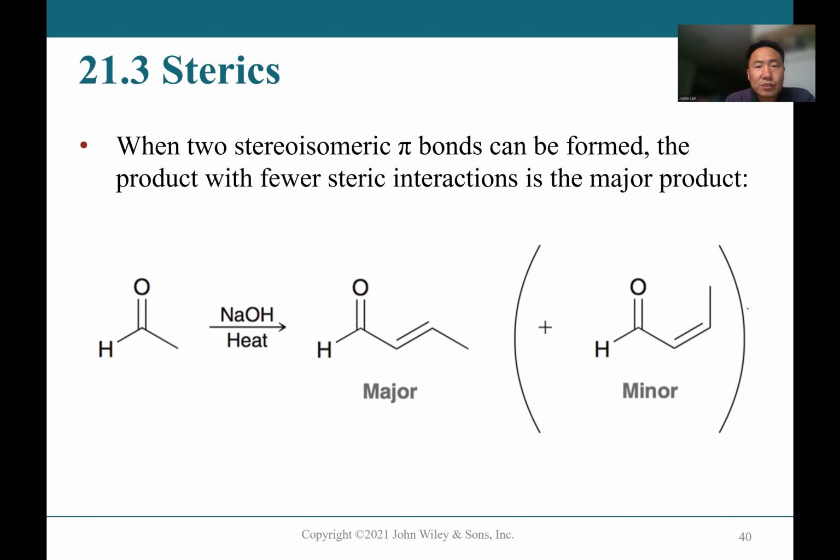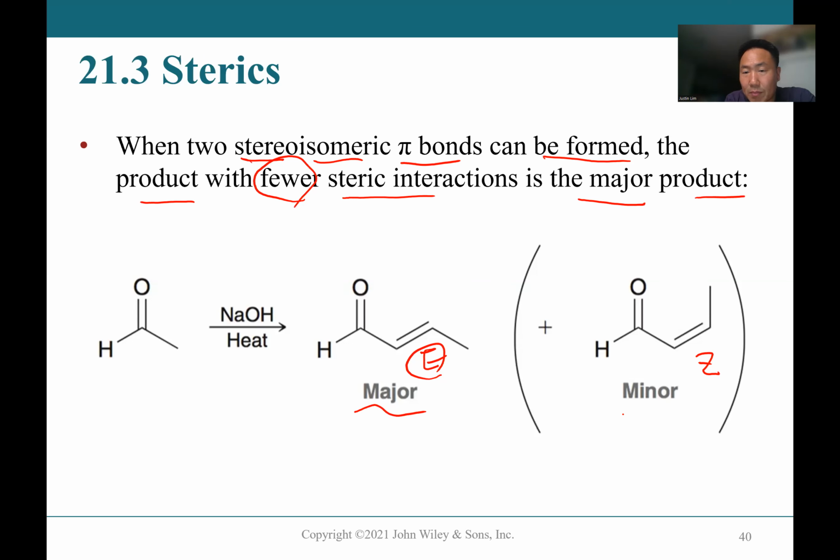When two stereoisomeric pi bonds can be formed, the product with fewer steric interactions is the major product. So this is the E form, this is the Z form. The E configuration product is major, the Z configuration is minor. So you can see steric hindrance in this product.